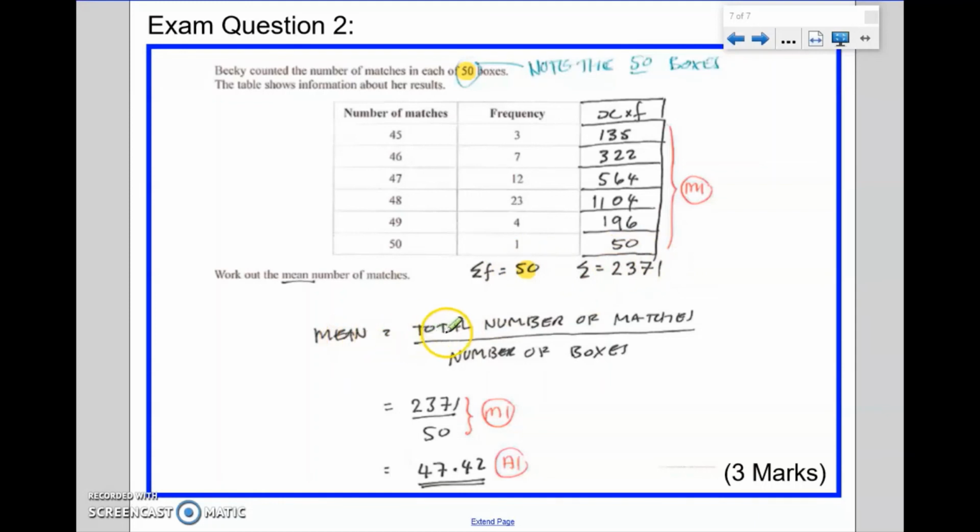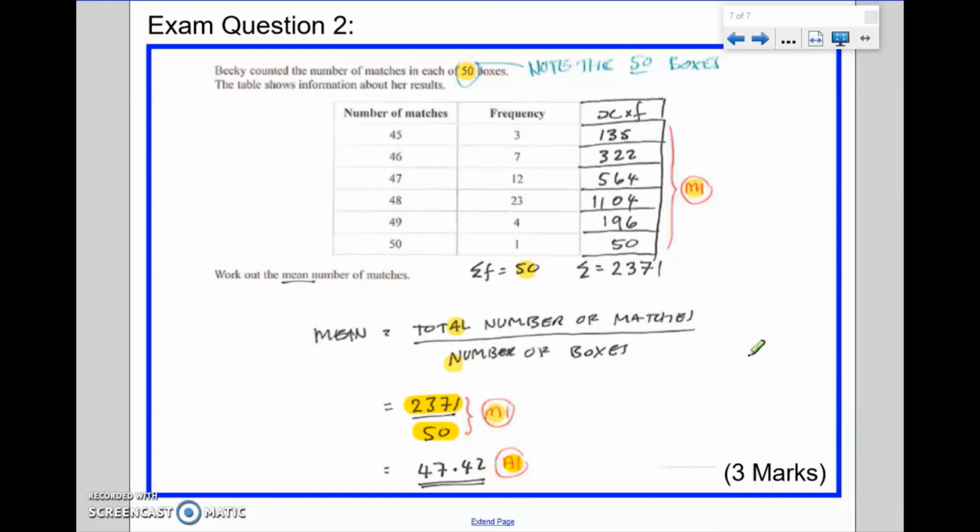In order to work out the mean, we divide total of column 3 by total of column 2, which I've done here, to get my answer of 47.42 matches. So that is the mean amount of matches in a single box. You can see where I've allocated the 3 marks this time. First mark for adding and completing the third column. Second mark for having your correct totals and setting them up as a division. And then finally, your answer mark.